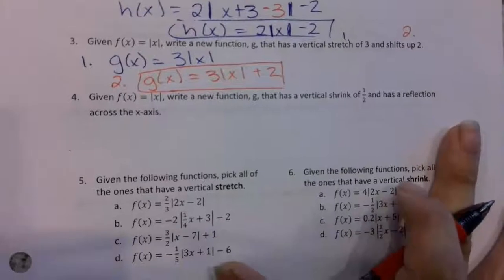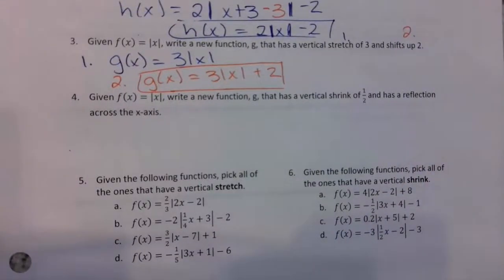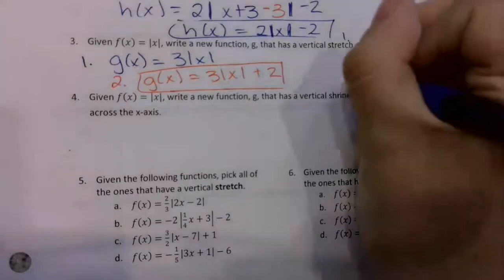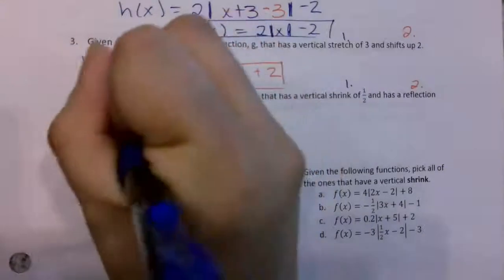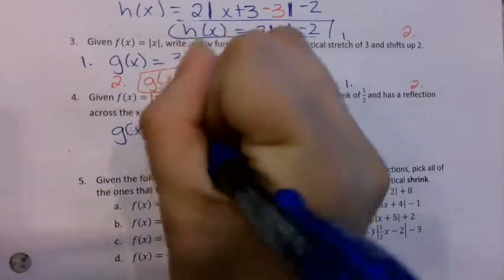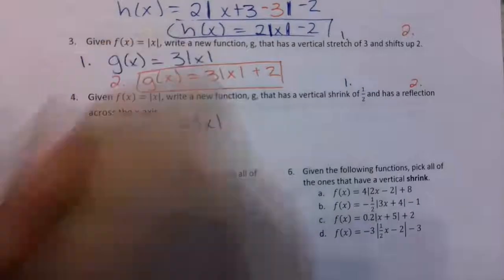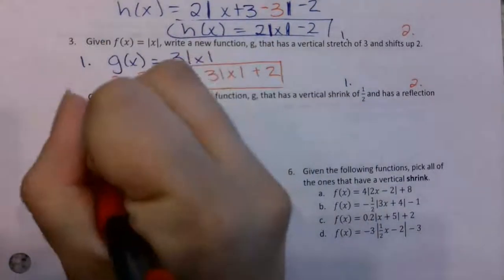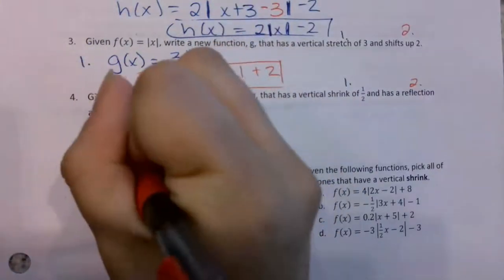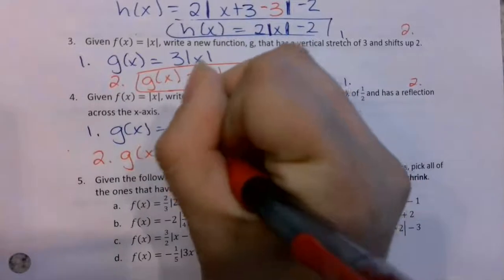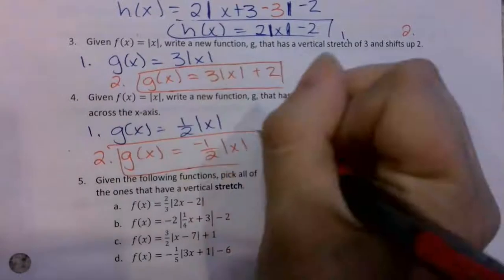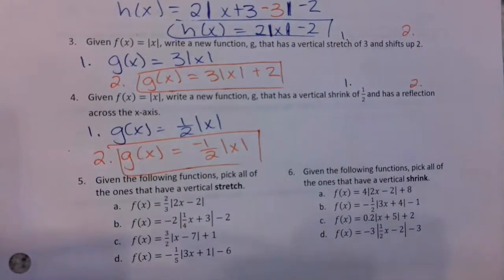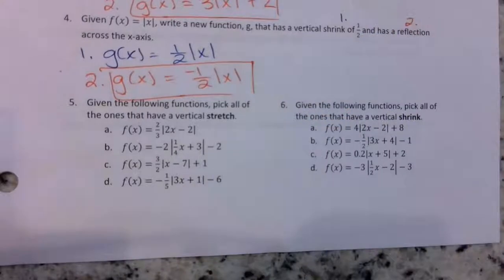Number 4 works the same way. It wants me to write a new function that has a vertical shrink of 1/2 and a reflection across the x-axis. So this is my first step, and then when I reflect, that'll be my second step. So I'm going to write g of x equals 1/2 the absolute value of x for my first step. And then for my second step, reflecting across the x-axis is going from positive to negative. So that is going to change it on the outside. So I'm going to have -1/2 absolute value x. If I had had a reflection on the y-axis, that would have been changing on the inside, and I would have made the x on the inside negative.